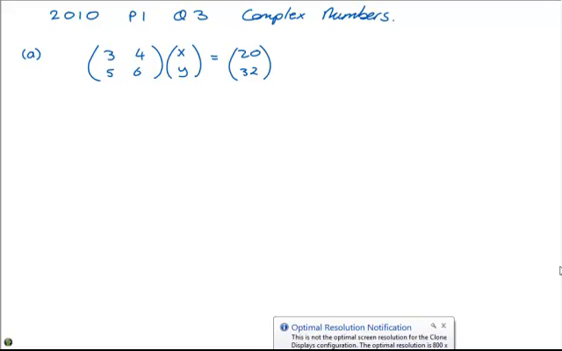I think probably the easiest thing is that effectively what this is, it's 3x plus 4y is equal to 20. That's one of the equations. And 5x plus 6y is equal to 32. And then it's just a simultaneous equation. So there's nothing difficult about it.